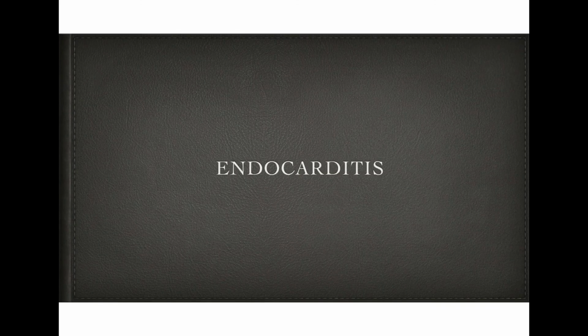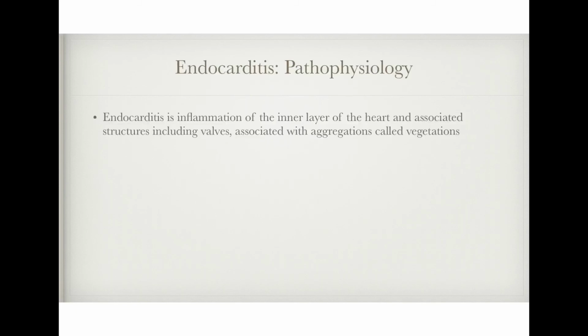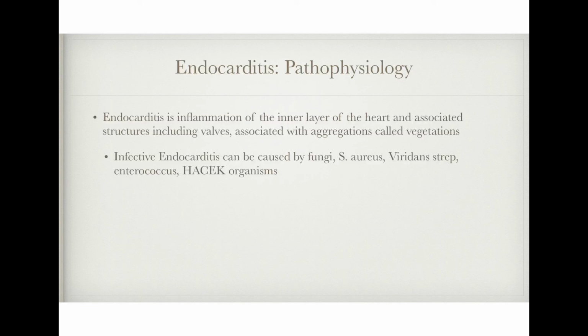Moving on to endocarditis. Endocarditis is inflammation of the inner layer of the heart, the endocardium, and its associated structures, including valves. The inflammation is usually due to aggregations called vegetations, which form on the endocardium. There's infective endocarditis, which can be caused by various organisms, including fungi, Staph aureus, Viridans group strep, Enterococcus, and the HACEK group of organisms, which we'll discuss later.